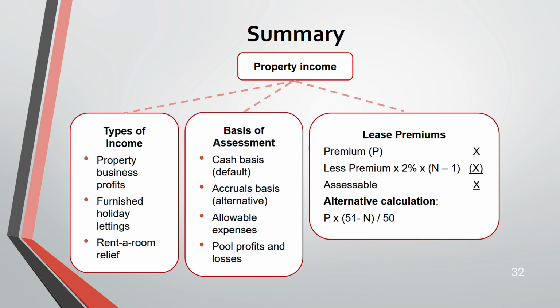And remember, the rent a room relief, which is 7,500, is the limit. And once you claim rent a room relief, you can't go back to the normal assessment. And if you're going by the normal assessment, you can't claim the rent a room relief. It should be either of the two.